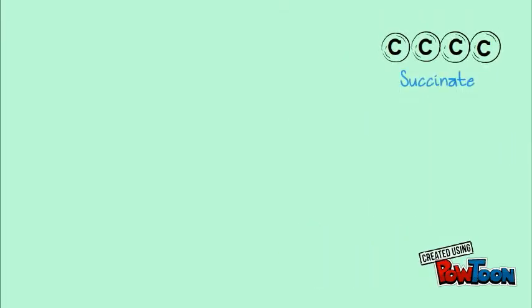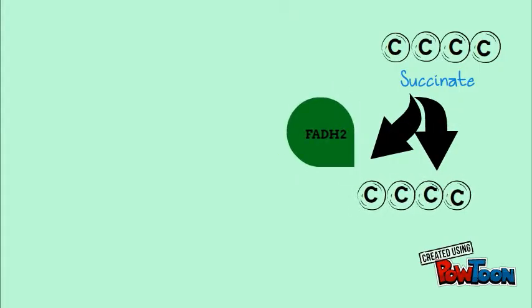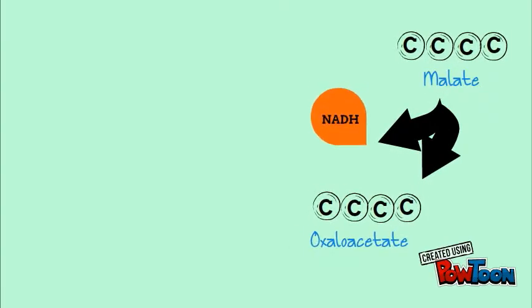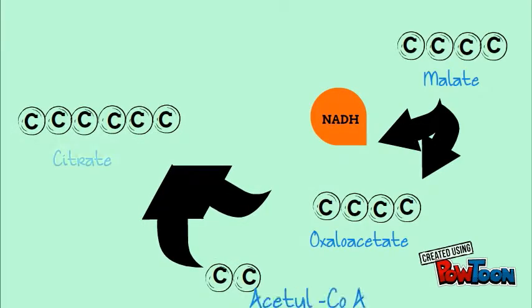Succinyl-CoA will convert into succinate by producing one GTP. It will convert into fumarate by producing one FADH2. That will form malate. It will convert to oxaloacetate. Oxaloacetate will combine with acetyl-CoA and the cycle will continue.